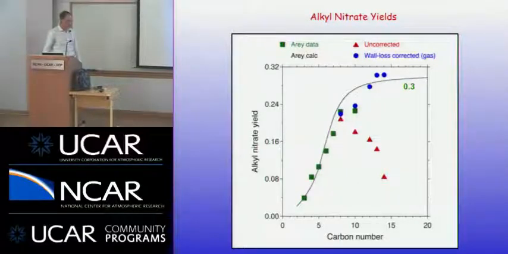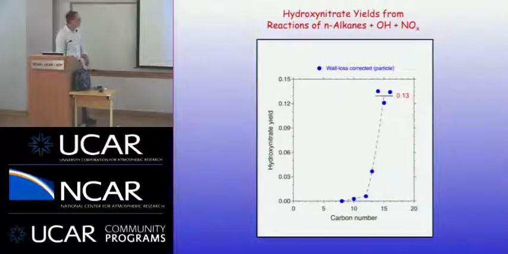Then we wanted to look at hydroxynitrate yields, which are, again, one of the major components. In that case, we take the opposite approach to what we did here. We take advantage of the fact that for the carbon numbers we're interested in, the C12 to C15 or so range, those molecules, because of the extra hydroxyl group, have such low vapor pressures that they'll be entirely in the particles. So we collect the particles on filters, and we've measured the hydroxynitrate yields with liquid chromatography.